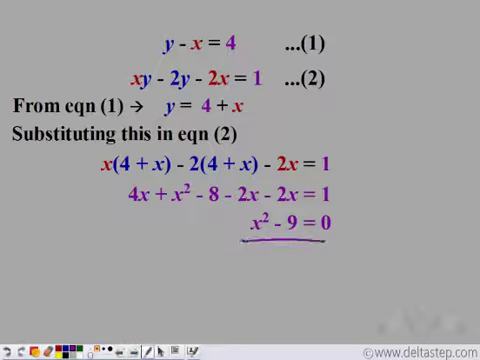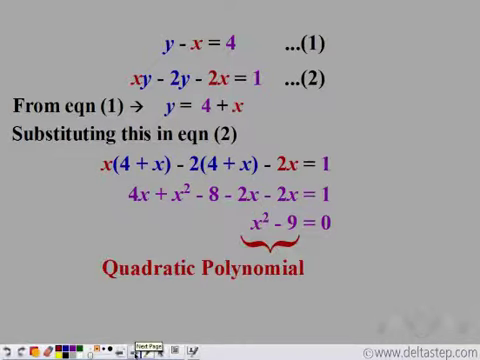Now this is an equation in one variable x. So this is one equation in one variable x. But observe that this is not a linear equation because the power of x is 2 here. So this is not a linear equation. Also observe that the left hand side is a quadratic polynomial. x square minus 9 is a quadratic polynomial.